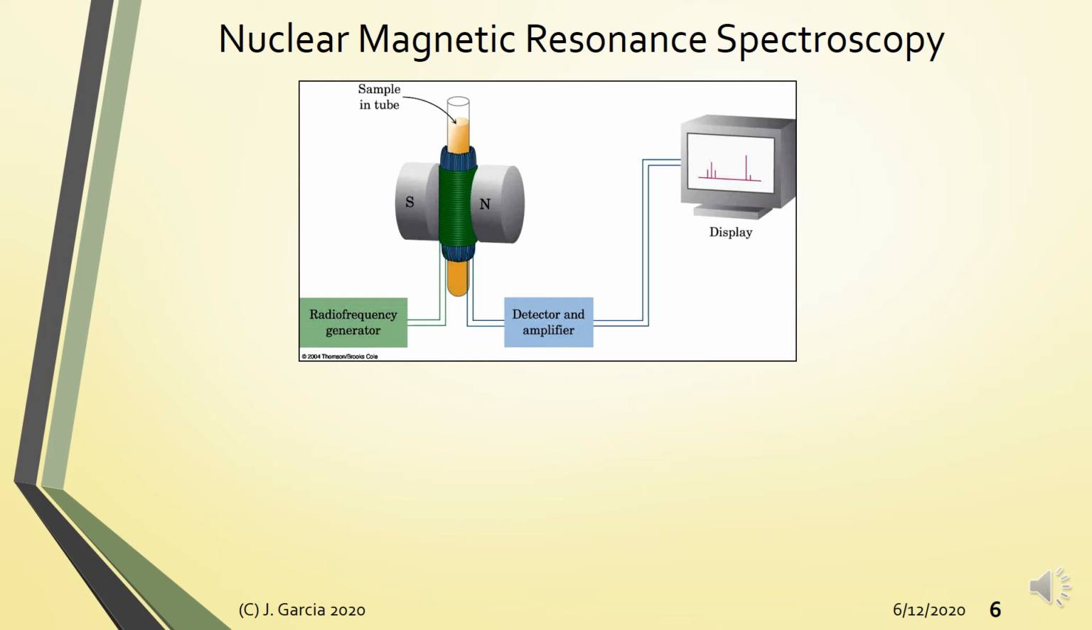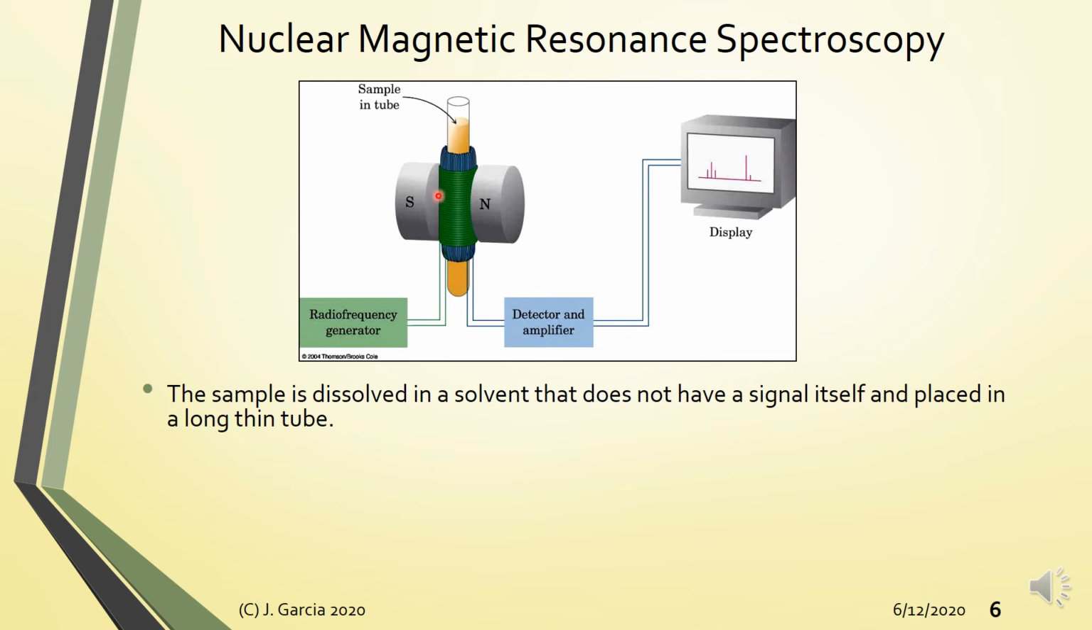Okay, so this is a simplified version of the NMR spectrometer. As you can see here, the sample is placed in a long, thin tube, usually made from, I think, glass or quartz. And then you dissolve the sample in a solvent that does not have a signal itself, or whose signal is far away from the signal of your analyte.